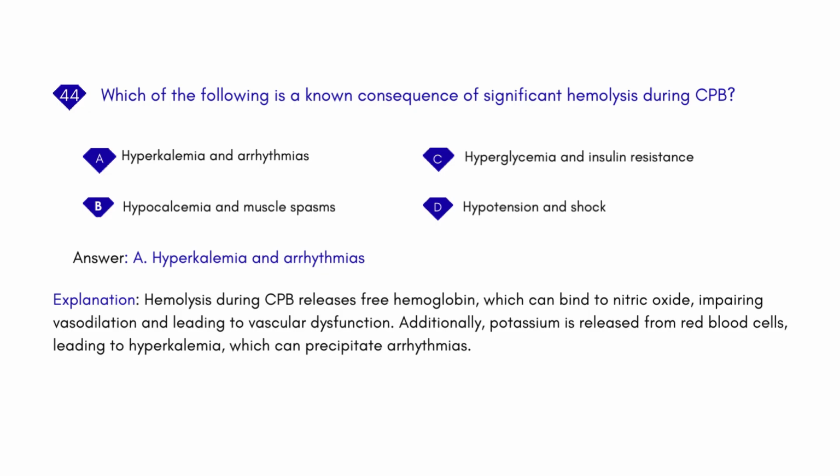Explanation: Hemolysis during CPB releases free hemoglobin, which can bind to nitric oxide, impairing vasodilation and leading to vascular dysfunction. Additionally, potassium is released from red blood cells, leading to hyperkalemia, which can precipitate arrhythmias.